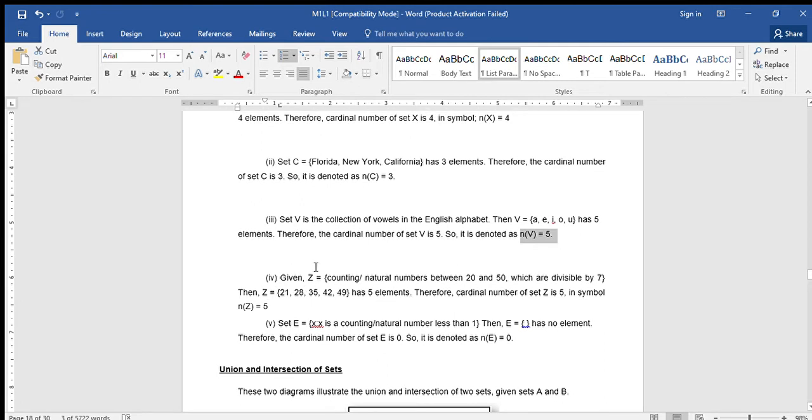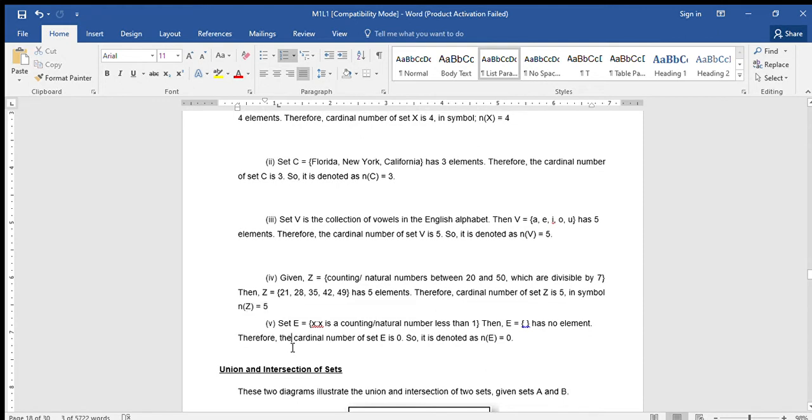Kaya kiniraman siya ng mga numbers ang ma-divide by 7. So, 21 divided by 7, what is the answer? 3. 28 divided by 7, we have 4. So, we have 5 elements, and then we denote that is the cardinality of Z is equal to 5. So, nga ni pagkasuyat when we talk about the cardinal number or cardinality of the set.